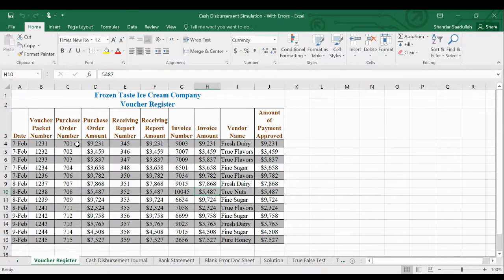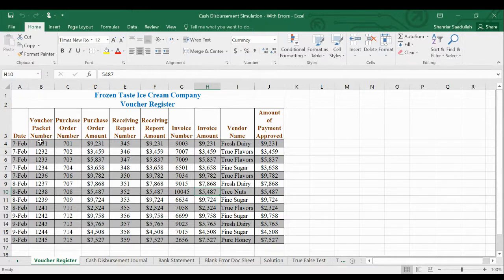It has a purchase order, which is purchase order number 701, and the amount is $9,231. For the same, you have a receiving report. The receiving report number is 345. The amount is the same. And then you have an invoice, which is coming from the vendor of the client, which is 9,003, and the same amount, right? And the payment was also approved for the same amount.